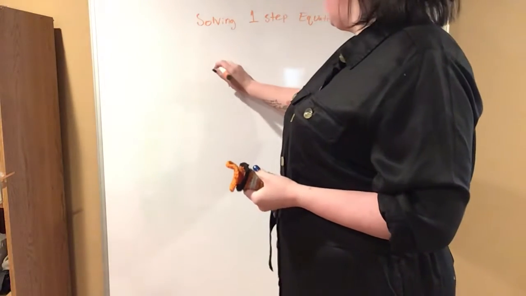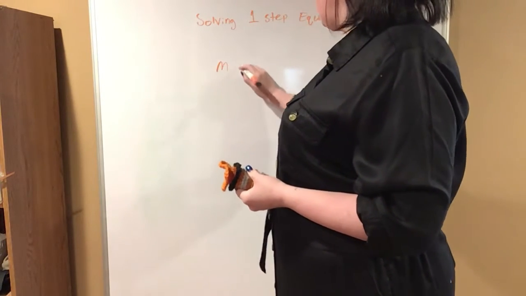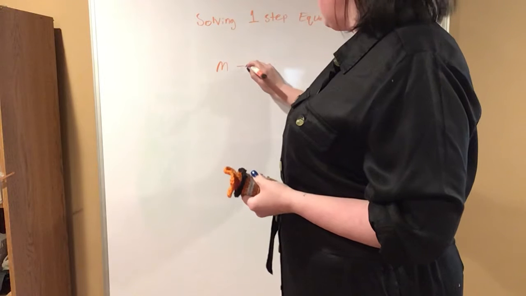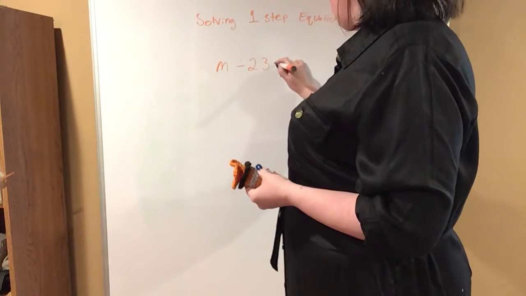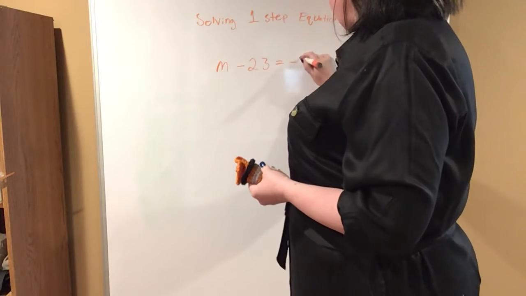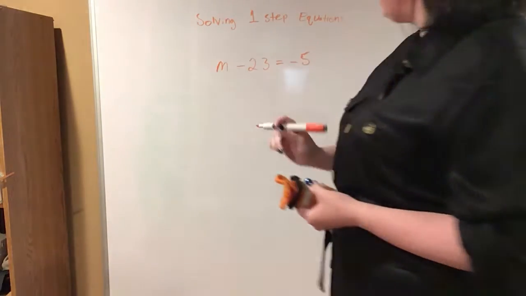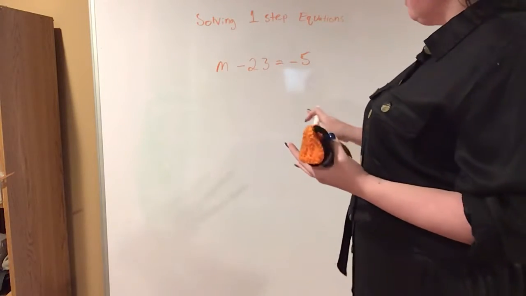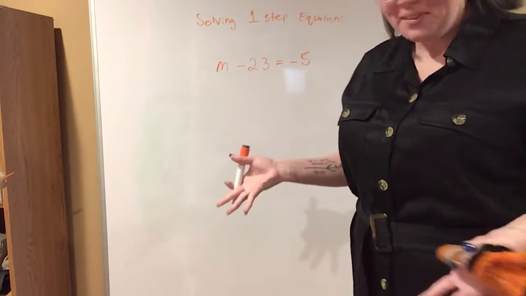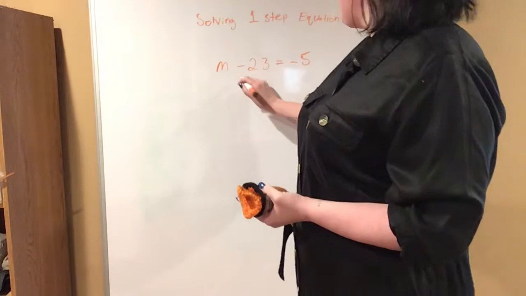Let's do m minus 23 equals -5. We should all know how negatives work, right? I would hope so. Hope you all know how negatives work.